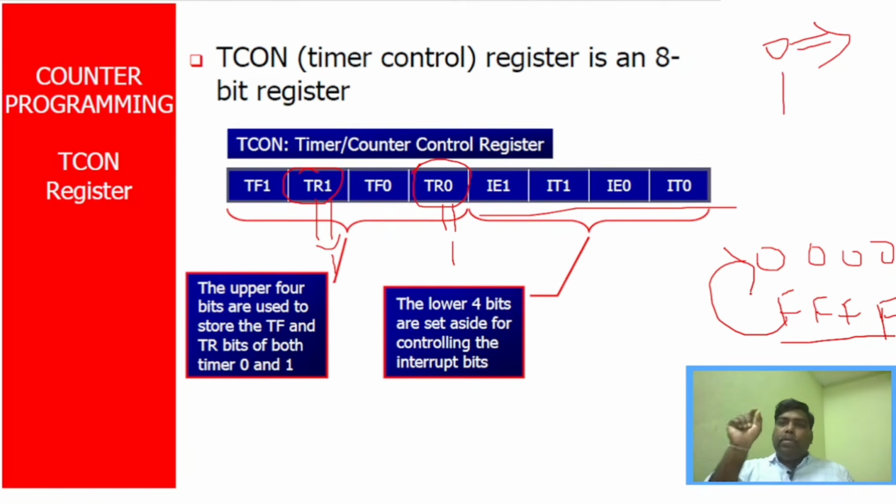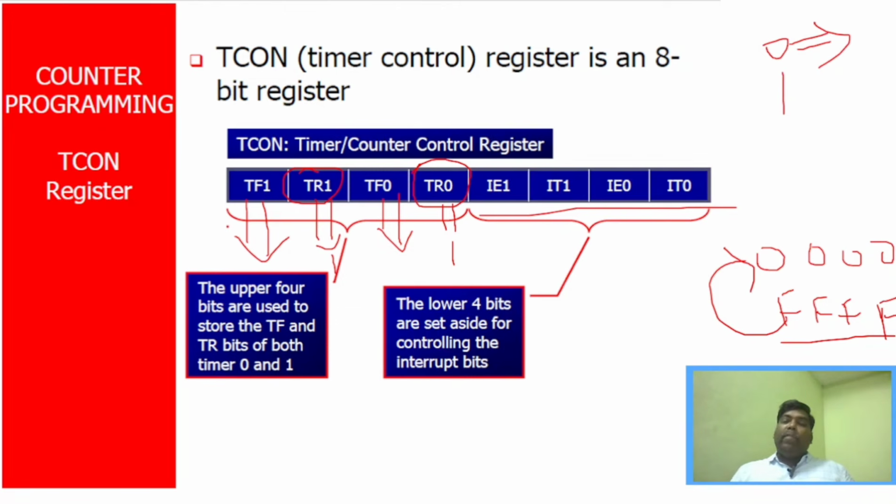So if you are using timer 0, the overflow flag will be enabled. If you are using timer 1, its overflow flag will be enabled. That is represented here. TF0 represents the overflow flag of timer 0. TF1 represents the overflow flag of timer 1. So if you are using timer 0, this pin will be 1, and when it overflows, this pin will be 1. When this overflows, an interrupt will be generated. We will see interrupts in the next video. And similarly, when you are using TR1, if it overflows, then TF1 will be enabled.